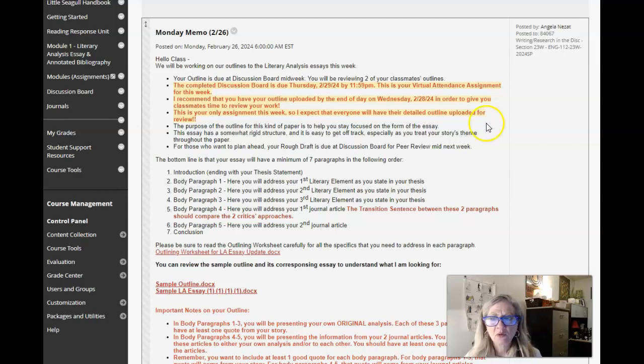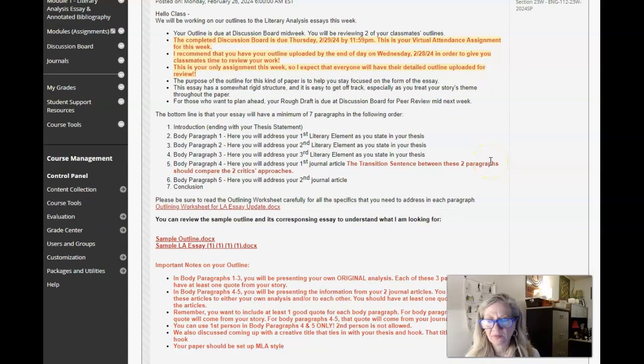All right, so we are at the stage with our literary analysis papers where you have your thesis statement. I've already looked at all of your thesis statements. You know what you want to write about. You did your annotated bibliography, which I will have graded by the end of tomorrow, Thursday. And you're ready to put all of that information in order. So your paper is going to have a minimum of 7 paragraphs.